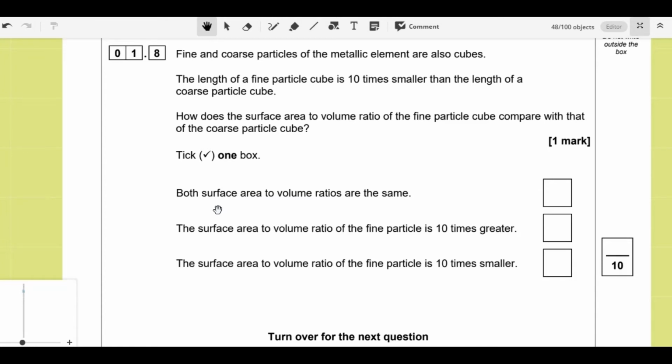Now you can see the first one, both surface area to volume ratios are the same. No, because the length is 10 times smaller, so the surface area to volume ratio of the fine particles is 10 times greater. That is the correct option.